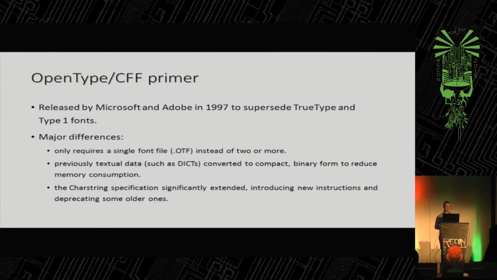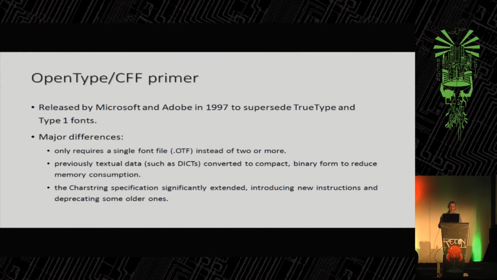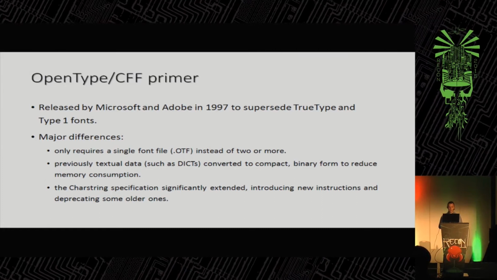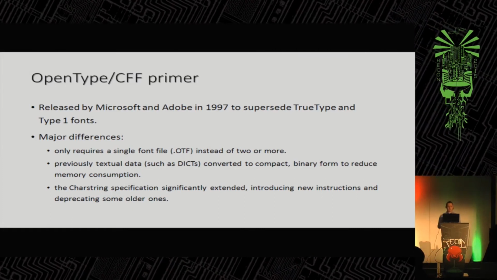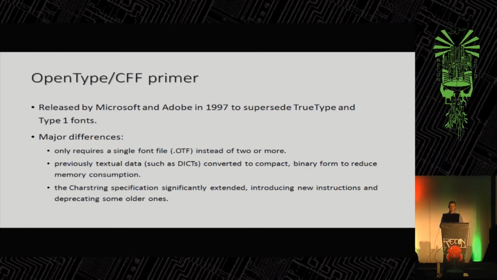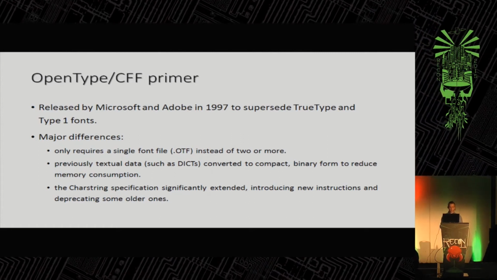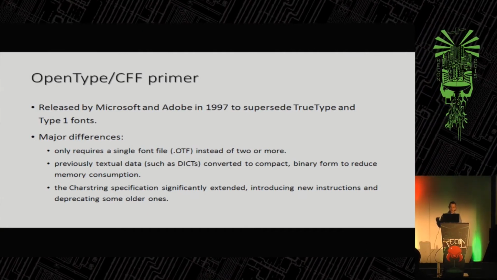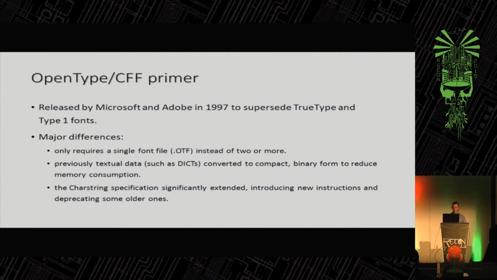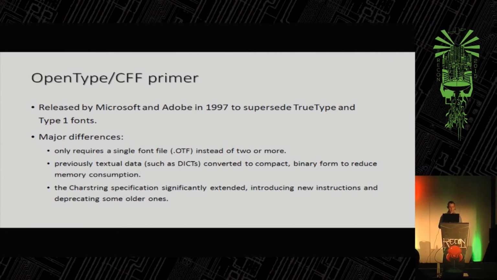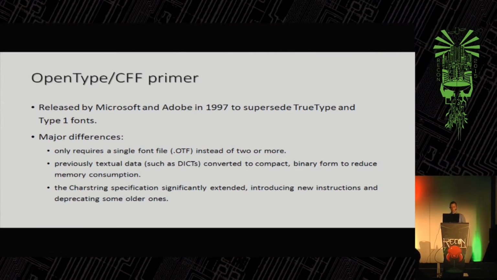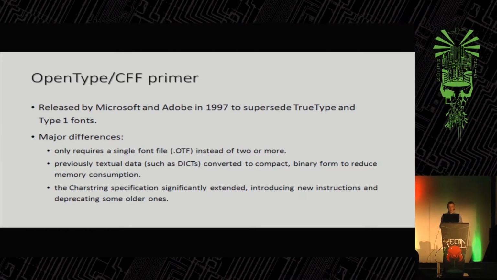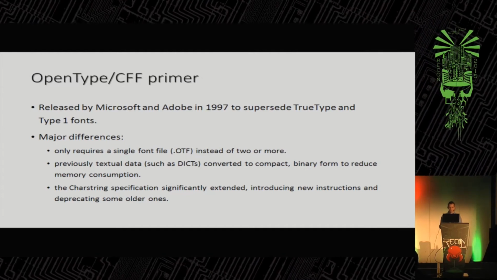When it comes to OpenType, it was released by both Microsoft and Adobe, which worked together to create something that would supersede both TrueType and Type 1 fonts. It's basically more of the same. There are several major differences, such as that only 1 file is required instead of 2 in order to have the font loaded. Previously, textual data, such as the dictionaries at the beginning of the file, were converted to compact binary form, so they consume less space. And the Charstring specification, which is the most important part, was significantly extended. They introduced a lot of new instructions and also deprecated or removed some of them.